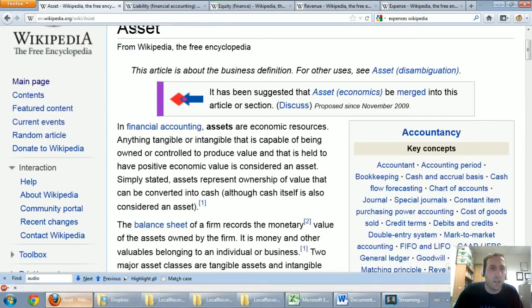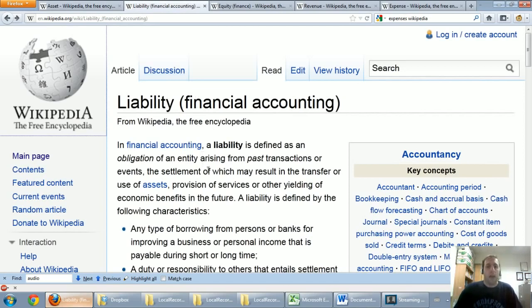Liabilities are defined again on Wikipedia as an obligation of an entity arising from past transactions or events. And I think that's a great definition. Again, to put it in simpler terms even, I would say it's anything that the company owes. The key word is owes. Assets are owned, liabilities are owed. So if the company owes something, that's a liability.